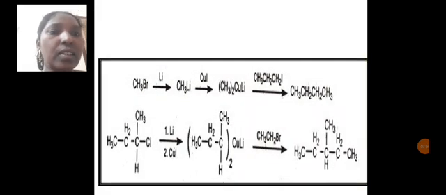Now this is the reaction showing the formation of hydrocarbon, where an alkyl bromide is treated with lithium and it forms alkyl lithium. Again it is treated with copper iodide and it forms lithium dialkyl cuprate. Along with this it is treated with another alkyl halide and it forms the hydrocarbon. The same type of reaction is depicted here using different alkyl halides, and it shows the formation of hydrocarbons.